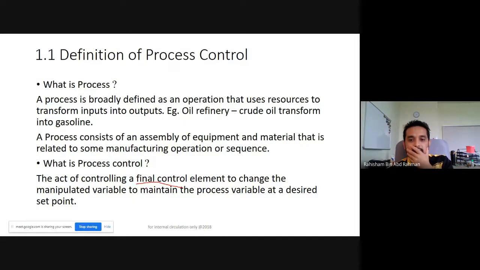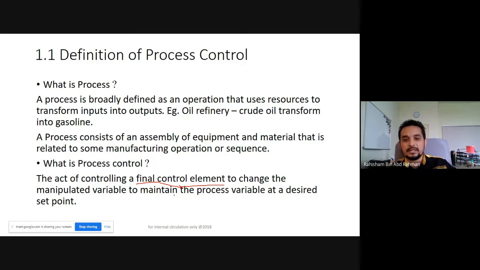Okay, final control element, it is not, it is a dedicated word. Final control element is a dedicated word that has been used in instrumentation and process control.